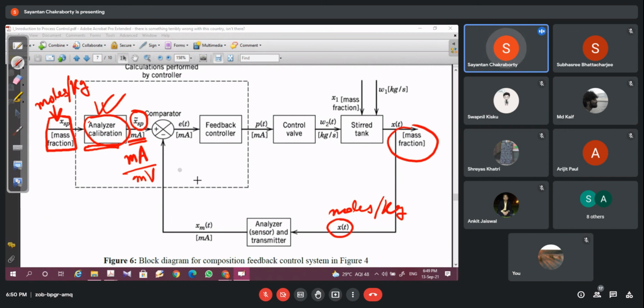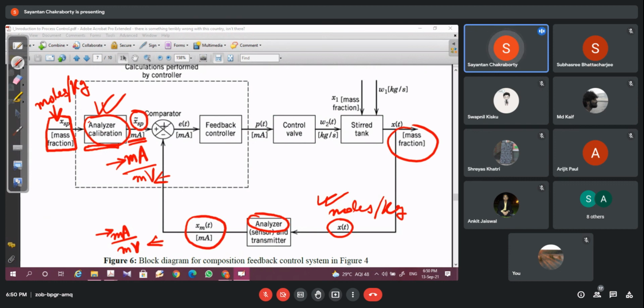Now this analyzer is here again, where the sensor that senses this moles per kg, the sensor data has gone through this analyzer calibration unit, and it has been converted to this XMT, the measured value, and it has the same scale or level, milliampere or millivolt. There will be a calibration, obviously, where this moles per kg will be converted to milliampere and millivolt range. Once you put it to either range, then you can compare them, because otherwise they are not at an equivalent level.